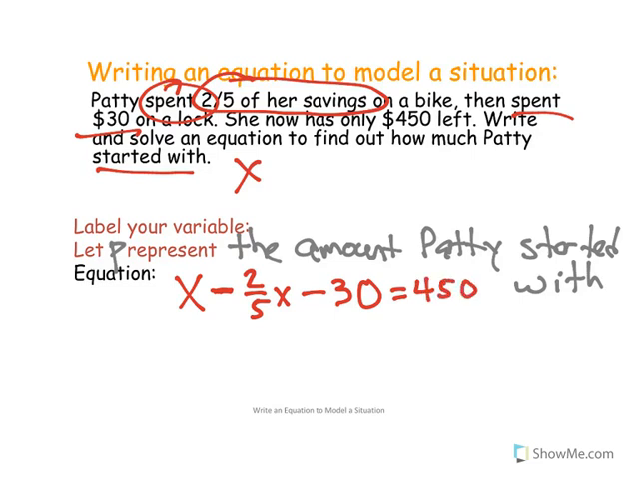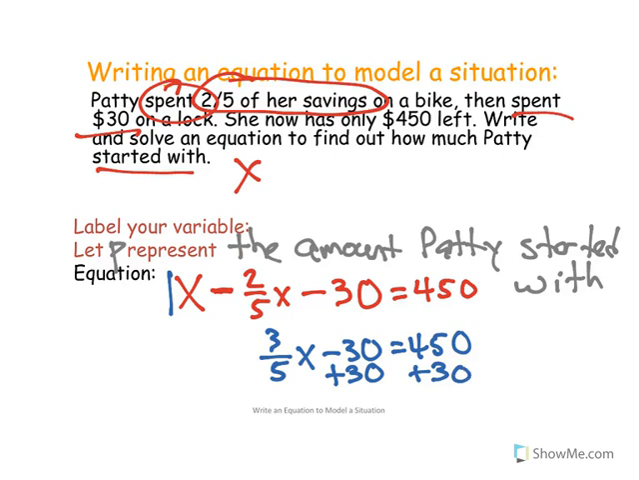So let's combine the like terms. Once again, X is 1X. 1X minus 2/5 X. Well, 1 is equal to 5/5. So 5/5 minus 2/5 is 3/5. And if you're doing this in your calculator, it might say something like 0.6, which is fine, as long as you divide by the decimal at the end. So I get 3/5 X minus 30 equals 450. So I'm going to bring this over here. I get 3/5 X equals 480.